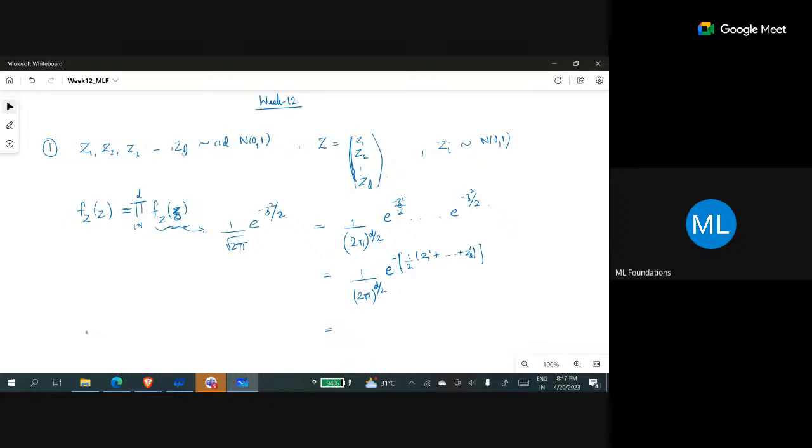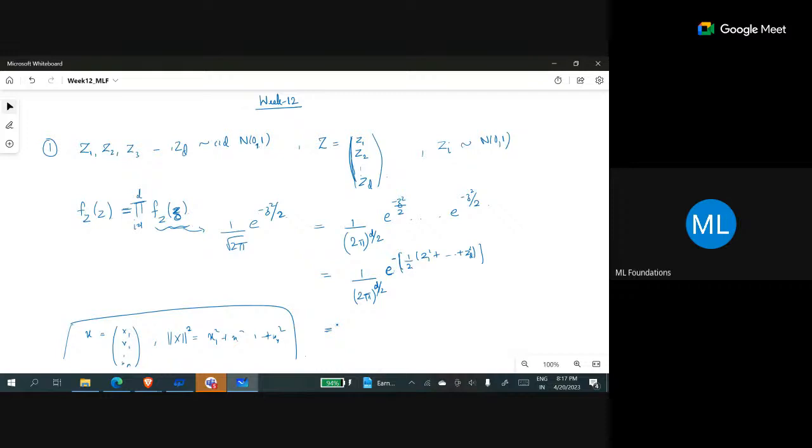If you have, let's say, a vector x, and this vector x is x1, x2 up to xn, then if I have to write the L2 norm of this, what do I write? I just take the square of the dot product, so x1 square plus x2 square up to xn square. So the same thing we can do here.